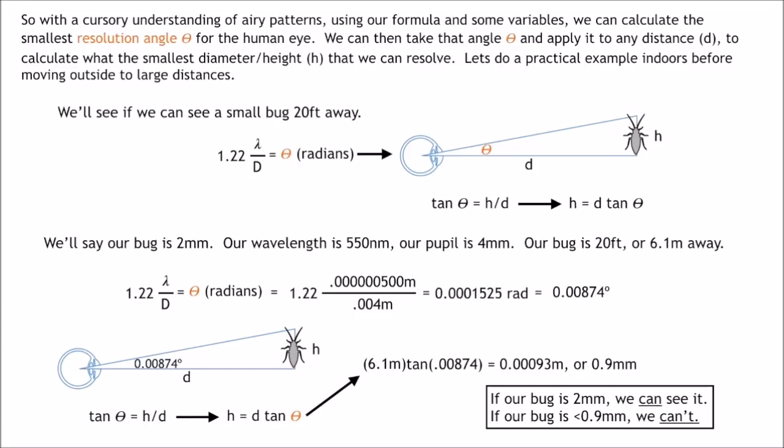And in this case, the distance d was 20 feet, or 6.1 meters. Again, make sure that your units are the same. And so plugging in for height, 6.1 meters distance times the tangent of 0.00874 gives us a number of 0.9 millimeters. So if our bug is 2 millimeters, we can see it. If our bug is less than 0.9 millimeters, we can't.